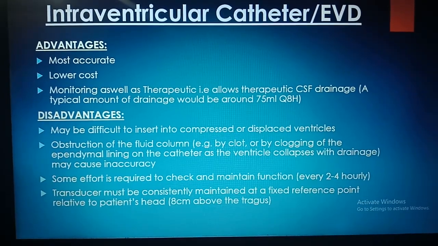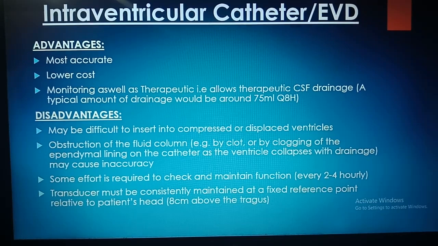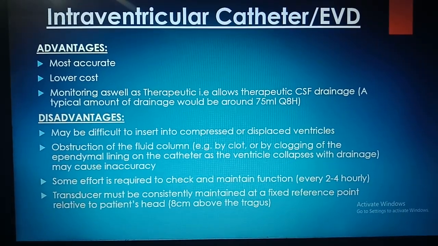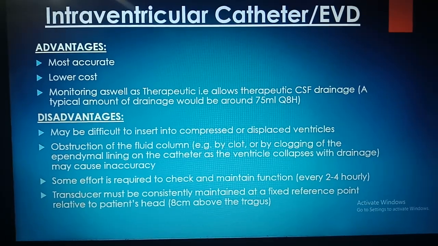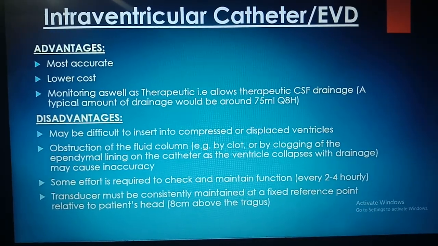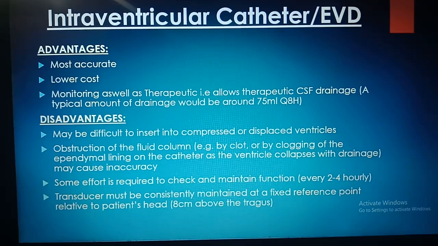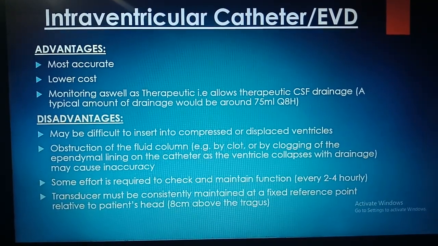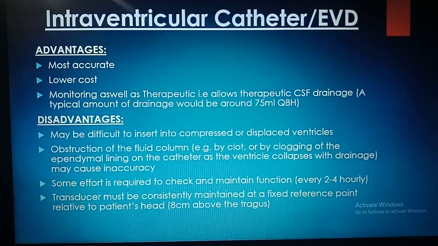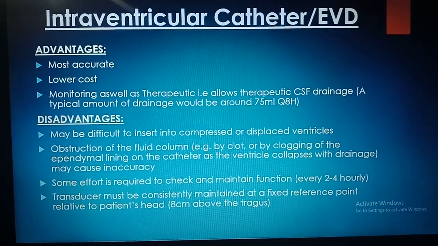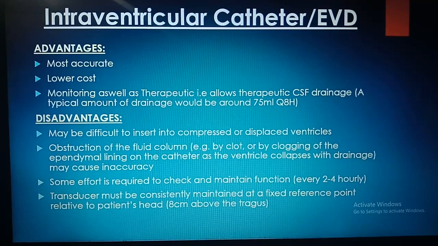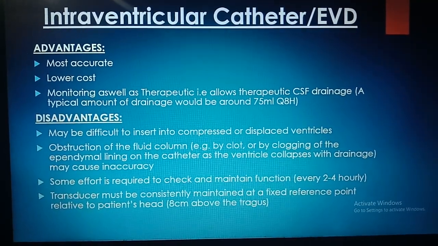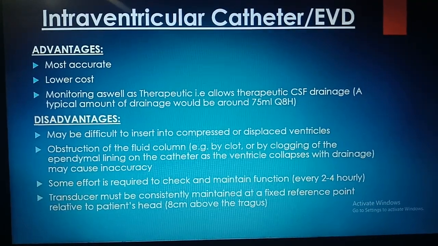The disadvantages of this catheter, that is maybe too difficult to insert into compressed or displaced ventricles, and obstruction of the fluid column, like by clot or by clogging of the ependymal lining on the catheter as the ventricle collapses with drainage, may cause inaccuracy. And then another disadvantage is that some effort is required to check and maintain function, like you have to check every 2 to 4 hourly in order to confirm that it's working normally and it's in normal position.